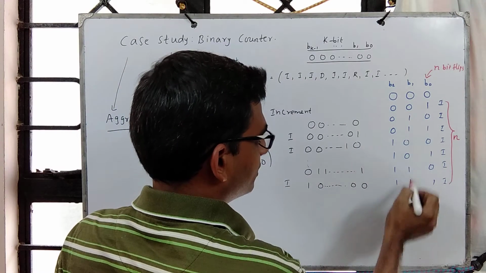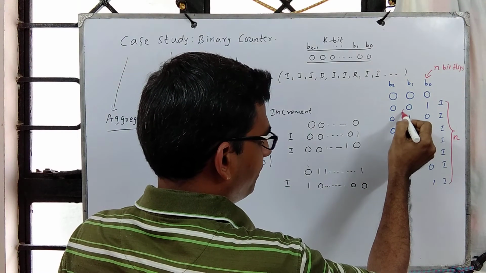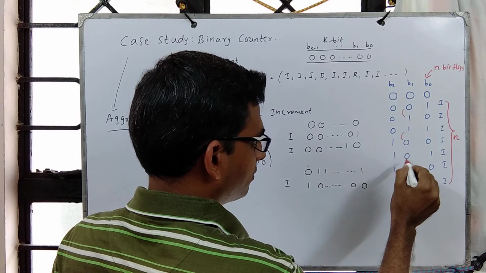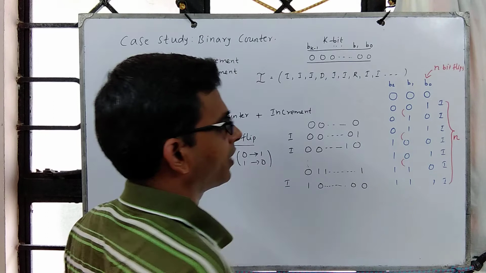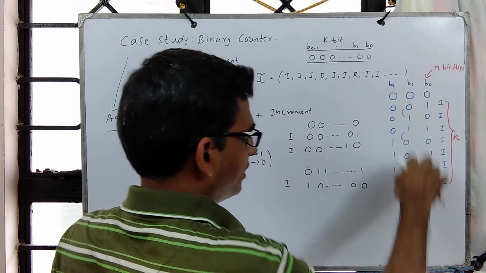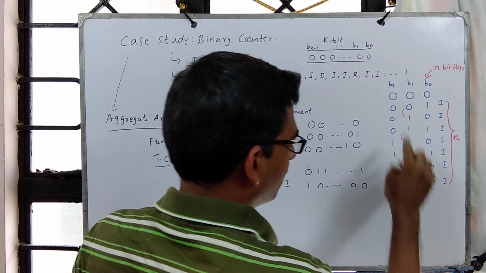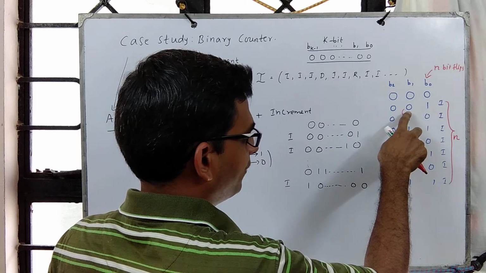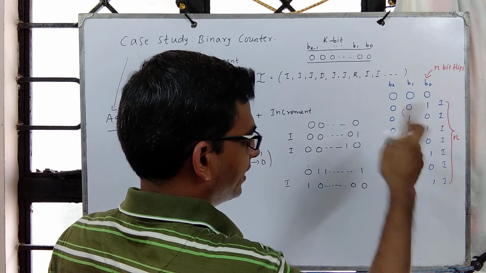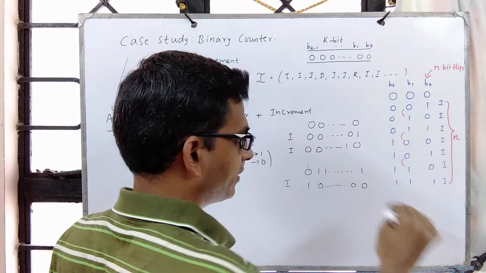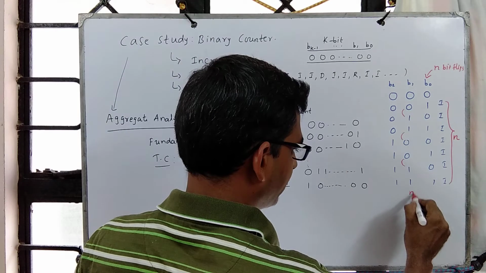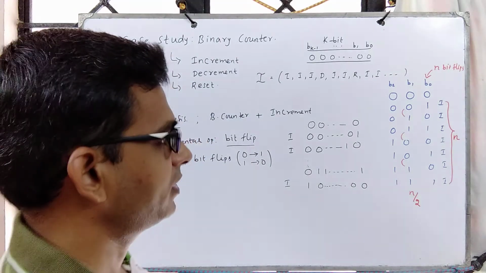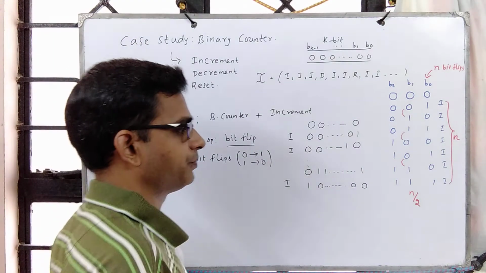So if there are n increments, then n bit flips. If you see this one, there is a bit flip here and no bit flip. Again there is a bit flip here, again one more. So this one alternates. If you find a bit flip at this stage, then on the next increment there won't be any bit flip. After that there is. So it alternates, so it is n by 2. If there are n increments, then it is n by 2.